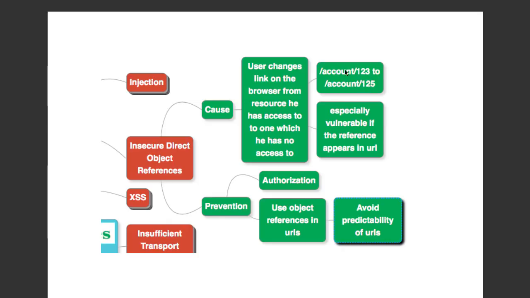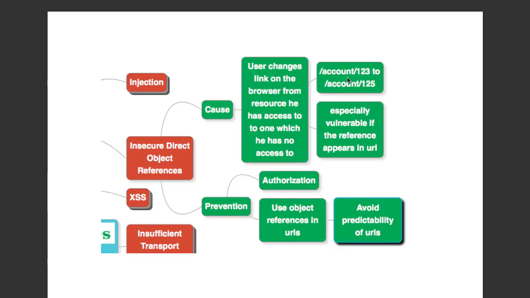So what is happening here is the user changes the link on the browser from the resource he has access to, to one which he has no access to. So I am owning the account 123. I have no access to account 125. Would the system allow me to access it? If the system allows me to access that, then it's having the flaw of insecure direct object references.